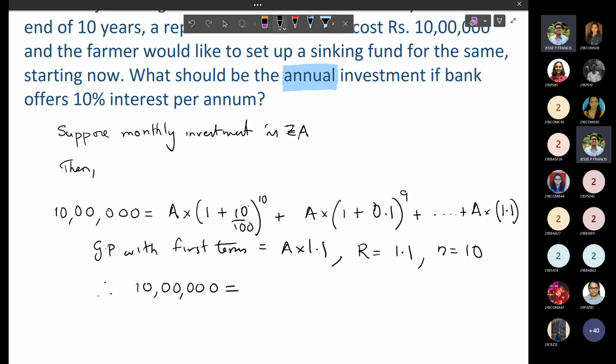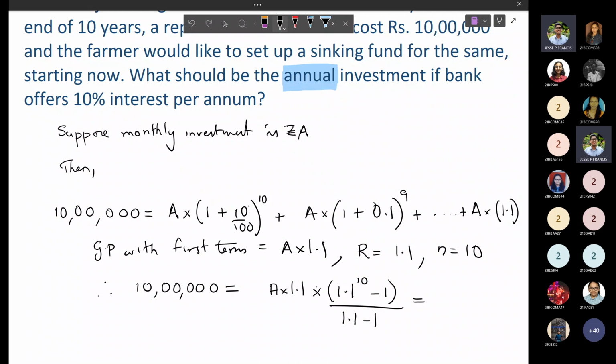If you have already done, well and good. But yesterday I made a mistake. I said monthly investment, but what I actually meant is annual investment. So 10 lakh is equal to A into 1.1, that is your first term, into R to the power N minus 1, where R is 1.1 and N is 10. Sorry, 1.1 to the power 10 minus 1 divided by 1.1 minus 1. Can you calculate?